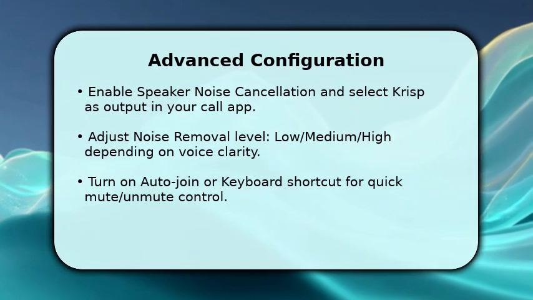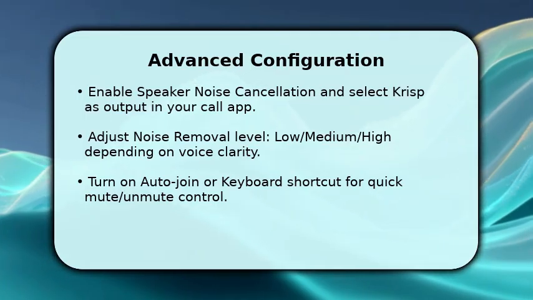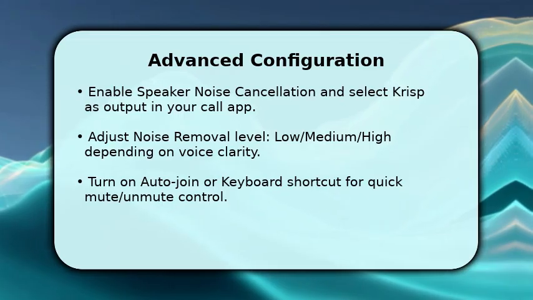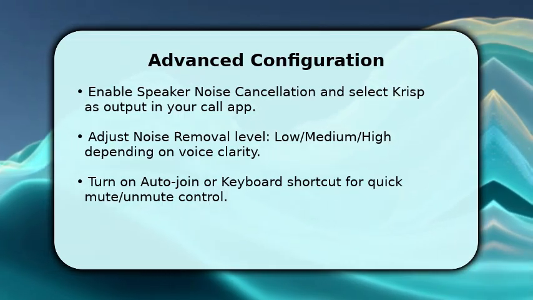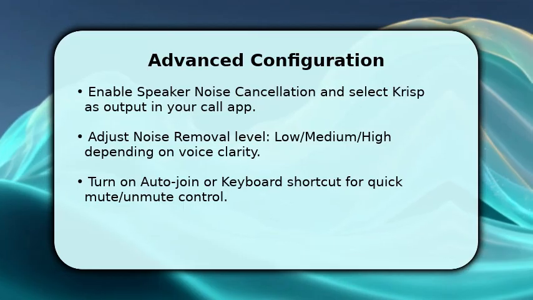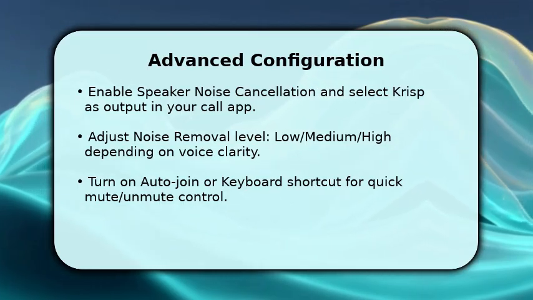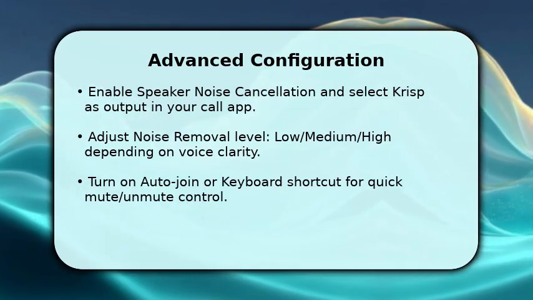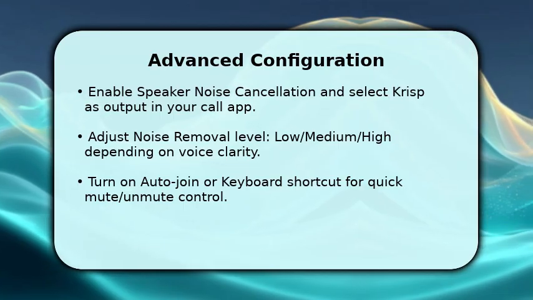Next, configure both sides. Enable speaker noise cancellation and set Krisp as your output device in the call application. This filters incoming background noise. Adjust the noise removal strength. Start at medium and raise to high only if distant noise persists, because too much reduction can dull your voice. Use voice recognizer or the built-in echo cancellation if you notice feedback.